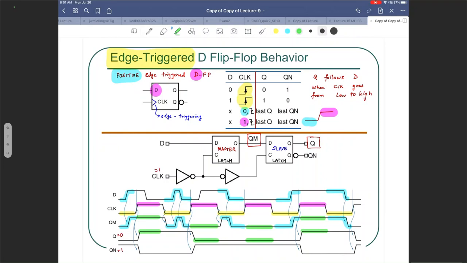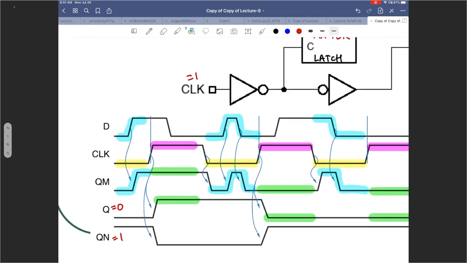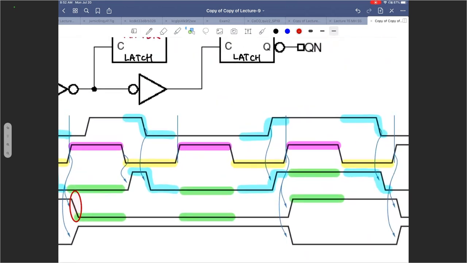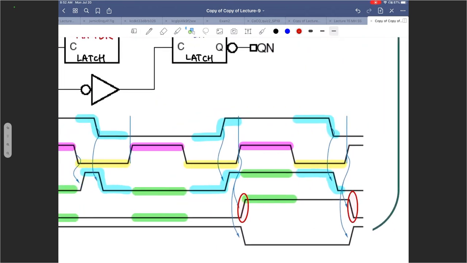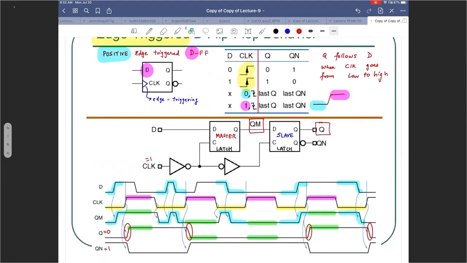And now, if you zoom out and take a look and try to answer, when is Q changing? Q changes only at certain times. Here, here, here, and here. What are those times synced up with? Those times are exactly synced up with the positive edge of the clock. Well, there was a possibility there, but we didn't have anything there. There was no change there. But again, positive edge of the clock.